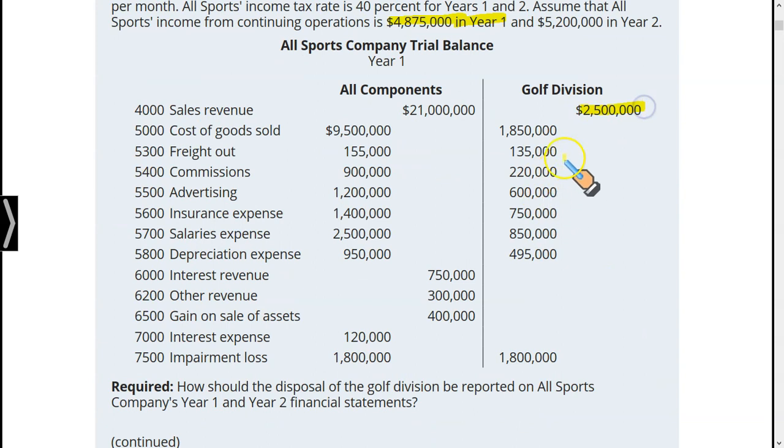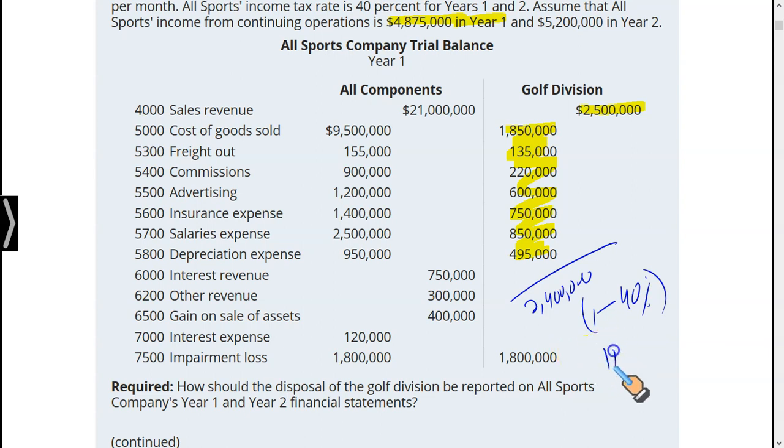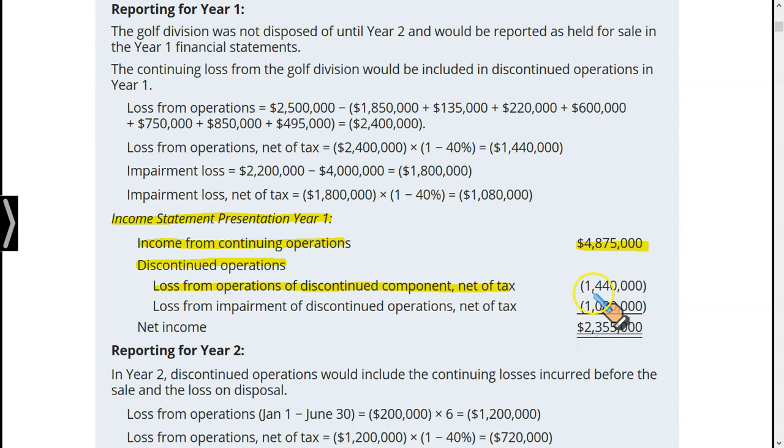You take the sales revenue of the golf division and deduct all these expenses: freight out, commission, advertisement, insurance, salaries, depreciation. So what you get is a loss figure, and that is 2.4 million, right? So we need to report this on an after-tax basis. So 1 minus 40% gives you the after-tax figure, and it is 1.44 million, and that is what is shown right there. This is it. You can calculate it yourself. Pause the video, do the computation and match the number.